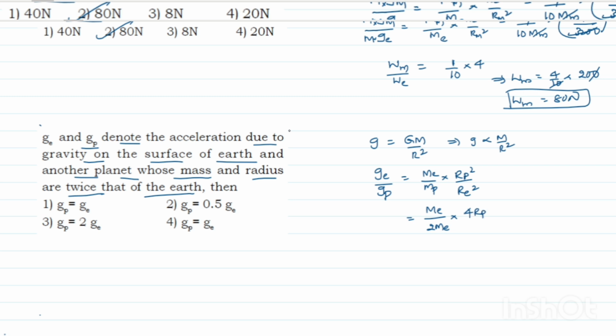So here you can take 4 re square by re square, re gets cancelled, me gets cancelled. So ge by gp value will be 2. So gp equals 1 by 2 of ge, which is nothing but 0.5 ge. So gp equals 0.5 ge.